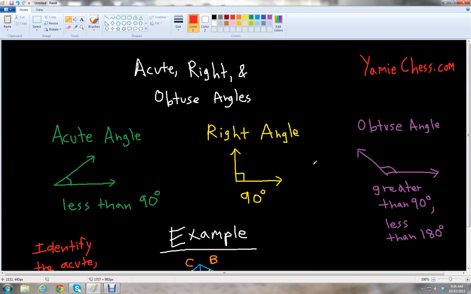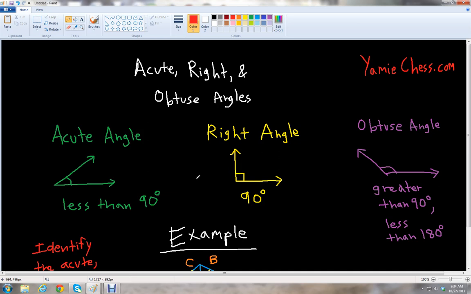Yamie Chess is the math learning aid based on classic chess that helps students in math and science education for school. In this lesson, we will learn about the acute, right, and obtuse angles, the three important angles that you learn in geometry.